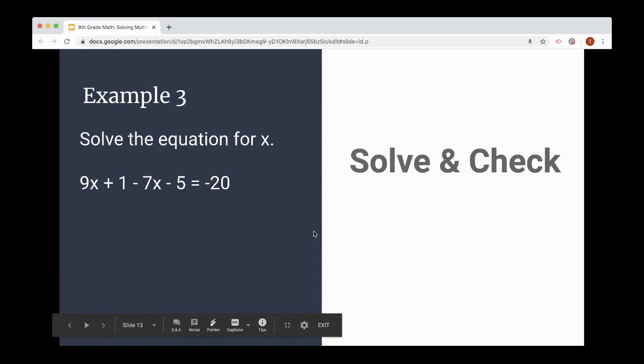And finally, for today, we have example 3. You're going to go ahead and solve this equation here for x. Now, just a reminder, you will have to combine like terms before you are able to fully solve the problem. All right, so go ahead and pause the video, solve your equation here, check your solution, and then go ahead and head on to the next slide so that we can check your work together.